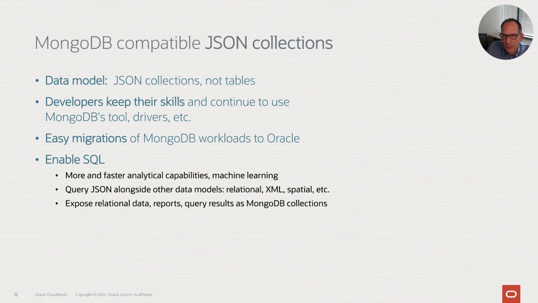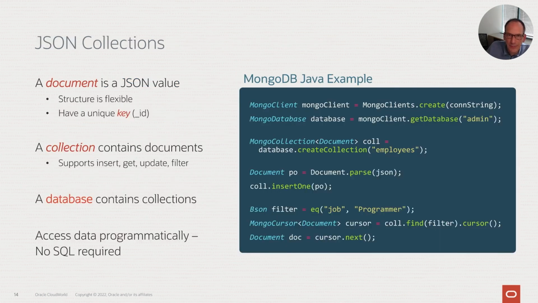On the conceptual model, you don't work with tables, but instead you work with JSON collections. And because these are MongoDB compatible, it allows a developer who has experience with MongoDB or wants to use some of the drivers to continue to use them with Oracle. This also allows you to run SQL over the data, which otherwise wouldn't be possible in MongoDB, and it allows you to migrate applications to Oracle because the drivers, the tools, the skills, etc., can continue to be used.